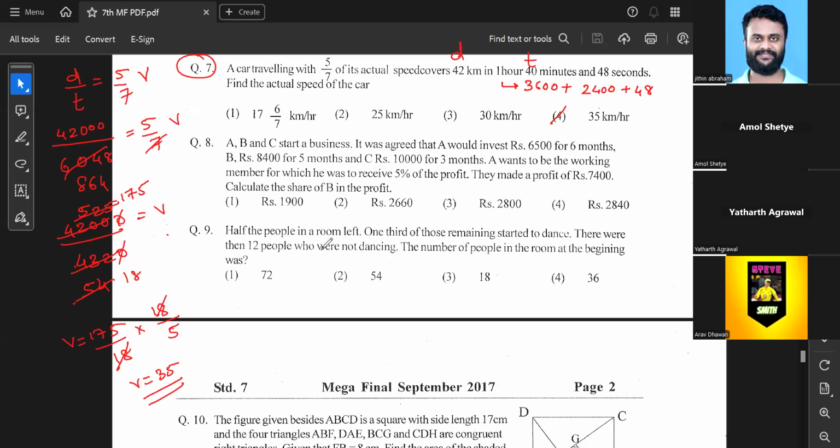Sir, I have one question. Where did you get that 4320 from? 4320 is basically 864 multiplied by 5. And sir, where did you multiply 7 with? I got 42,000, I cancelled 7 with 6048. 6048 divided by 7 is 864. That's how I got 864 in the first place. Okay, sir.